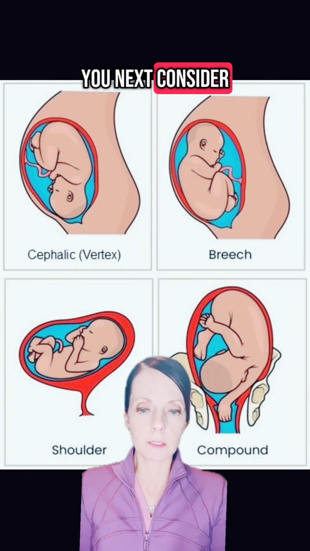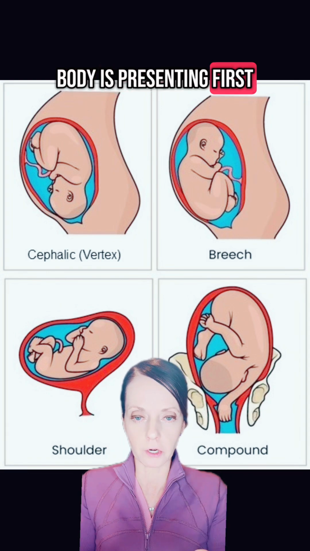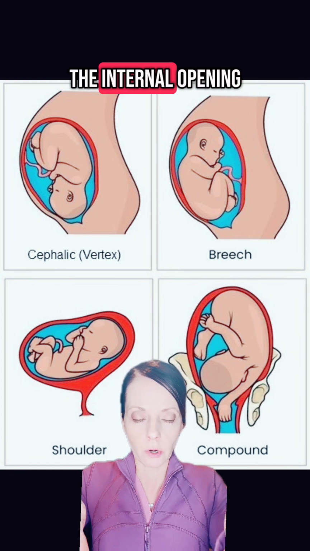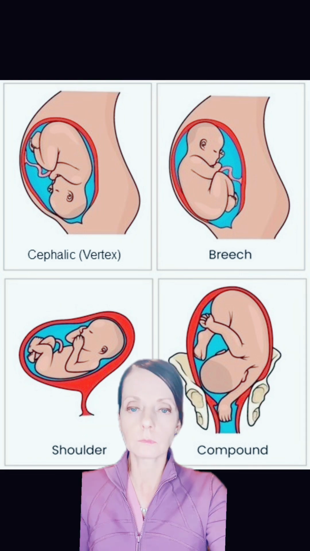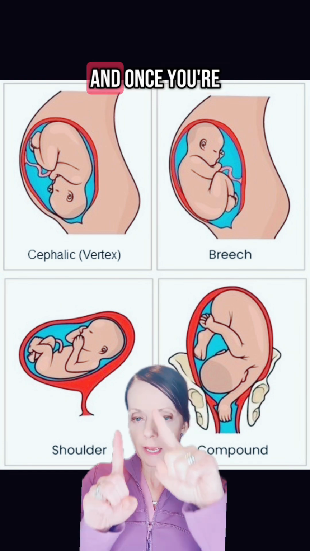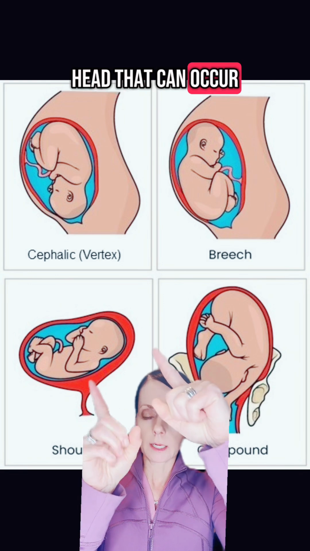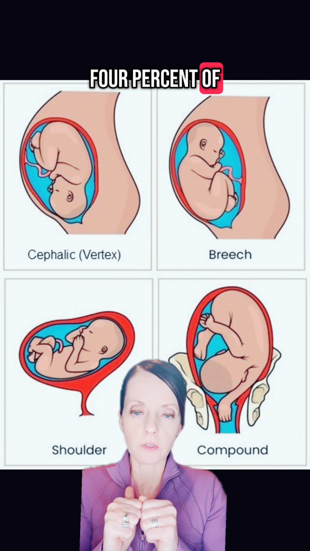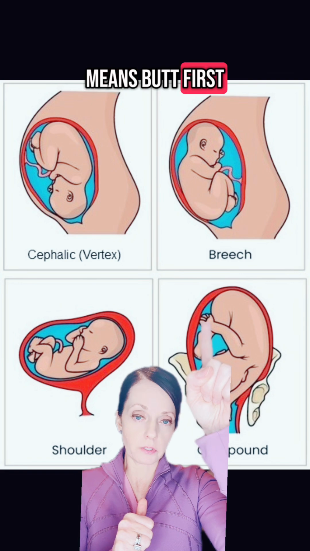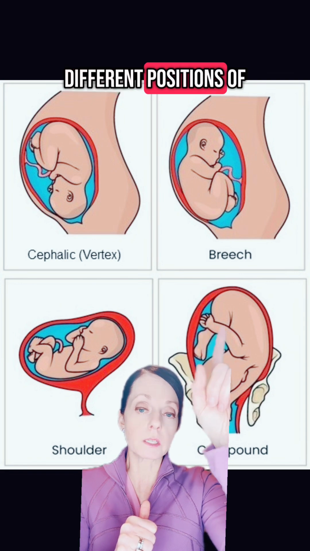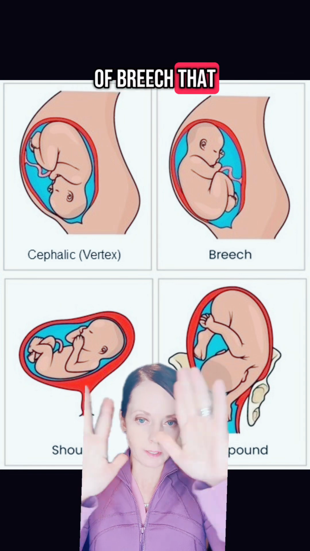After fetal lie, you next consider fetal presentation. And fetal presentation is what part of the fetal body is presenting first, meaning the part of the body that is closest to the internal opening of the cervix, which needs to dilate for the fetus to pass through for birth. Cephalic presentation is the most common. And once you're in cephalic presentation, there's all different types of positions of the fetal head that can occur. And you have breech. 3 to 4% of term babies are in breech presentation, and breech means butt first. But there can be different types of positions of breech. That can be a complete breech, a double footling breech, all different types of breech that can occur.